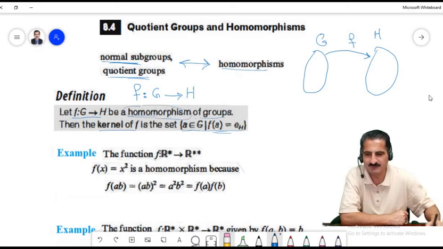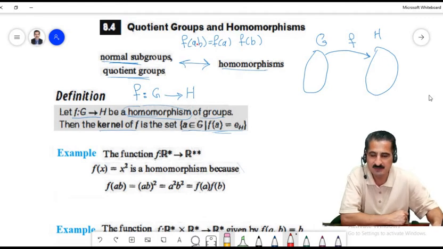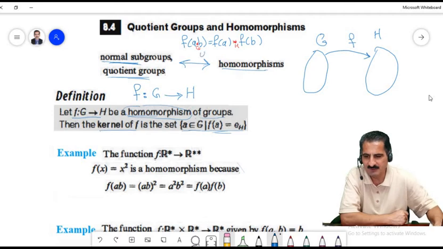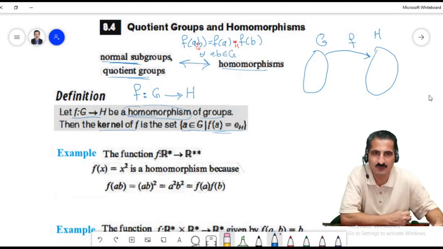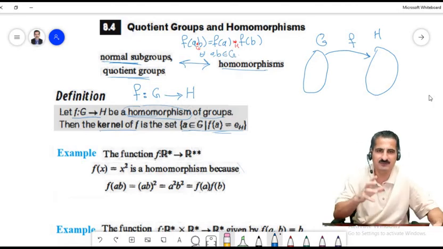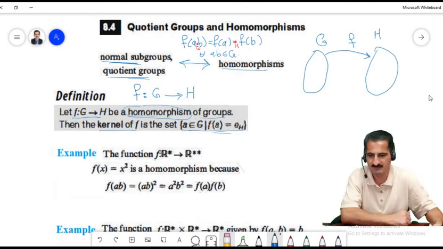Remember what a group homomorphism means. We have f of ab equals f of a times f of b, where the operation between a and b is the operation of G, but the operation between f of a and f of b means the operation of H, for all elements a and b that belong to G. So this is a quick recall of what homomorphisms mean: the function f distributes over the elements.